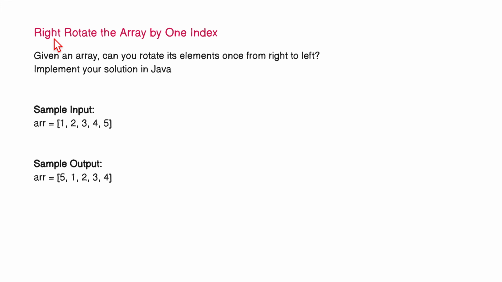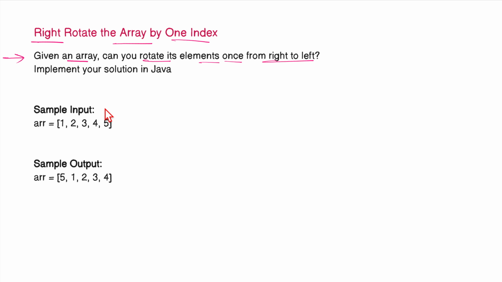Hi, hello, welcome. In this video, we'll solve the right rotate the array by one index problem. Let's understand what the problem statement is. We are given an array of integer type, and you need to rotate its elements by one from the right to left.